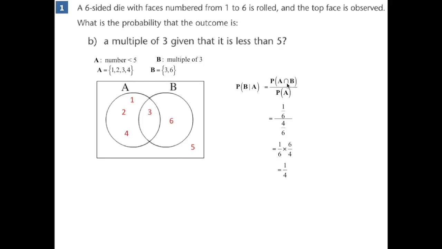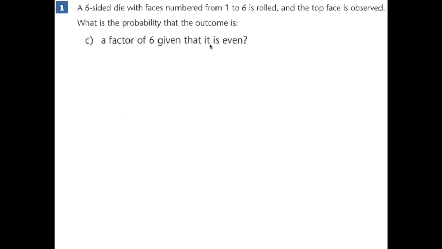Another way of thinking about this logically is, what are the numbers less than 5? 1, 2, 3, and 4. And which one is a multiple of 3? Well, there's only 3, so that's 1 out of 4. See? 1 out of 4. C, a factor of 6 given that it is even.